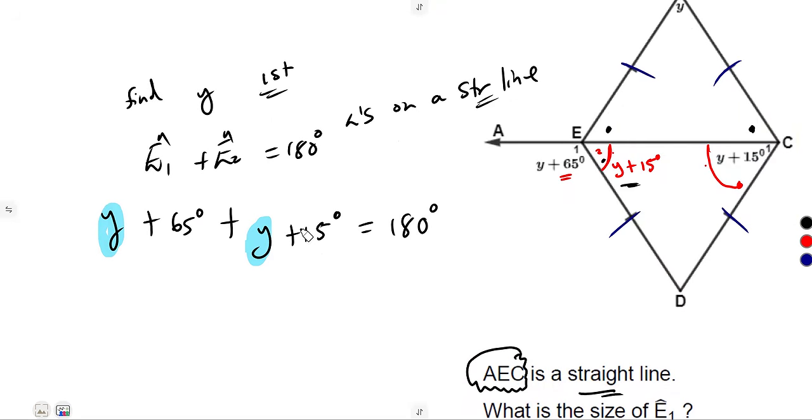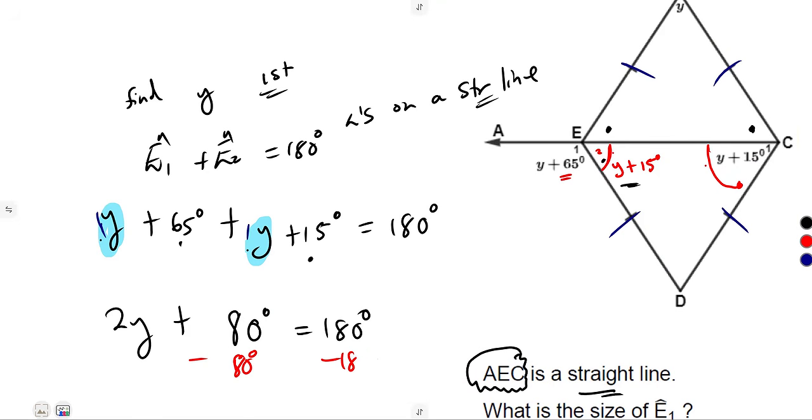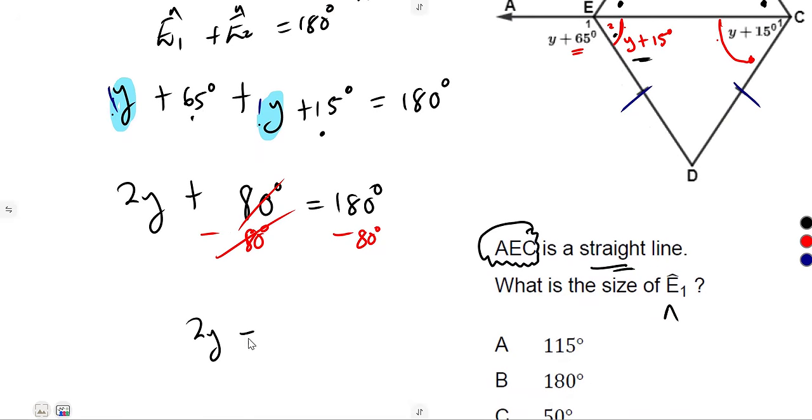Okay, so that is it. This is 1, this is 1 here. So if we add, that's 1 plus 1, which is 2y, plus 65 plus 15. That was going to give us 80 degrees, all right? So that is equal to 180. Subtract the 80 from both sides of our equation. So 2y is equal to what? 180 minus 80, that is 100 degrees. So divide by 2 on both sides. y is equal to 50 degrees.